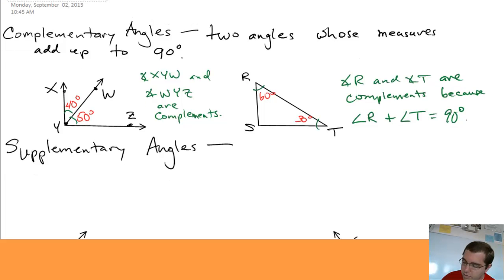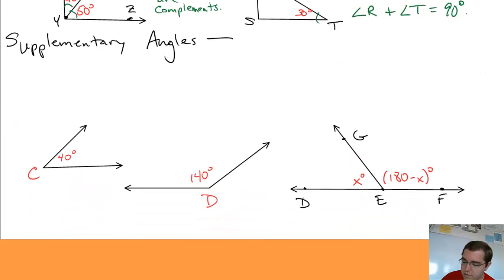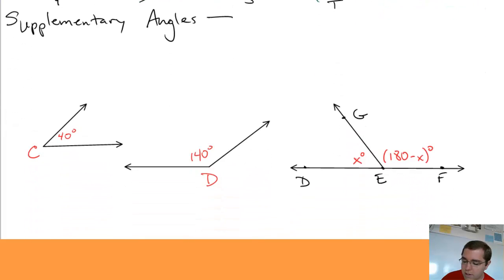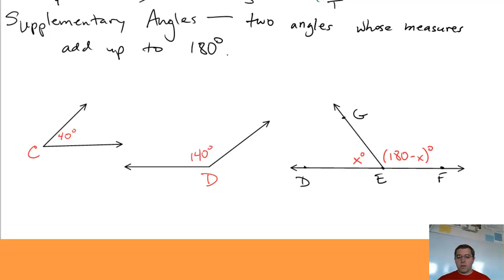The other number we're interested in angles adding up to is 180 degrees. And we call angles that add up to 180 degrees supplements, supplementary angles. So supplementary angles are two angles whose measures add up to 180 degrees. So they add up to being a whole straight angle.